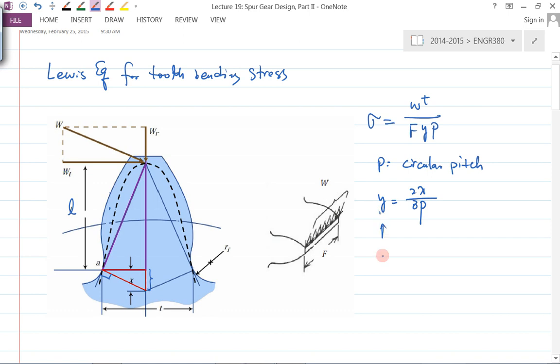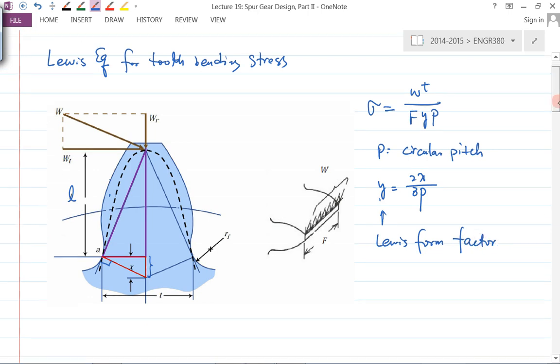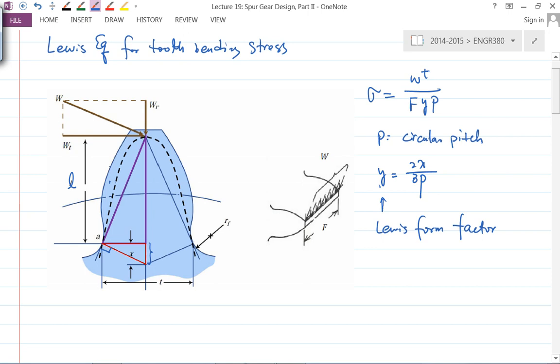Small y here is called the Lewis form factor. But this is not the final. More commonly used is one more step: instead of using circular pitch, small p, we would like to use the diametral pitch, capital P. We know that the diametral pitch, capital P, is related to the circular pitch, small p, by pi over the circular pitch.